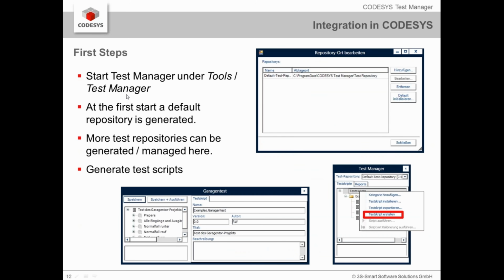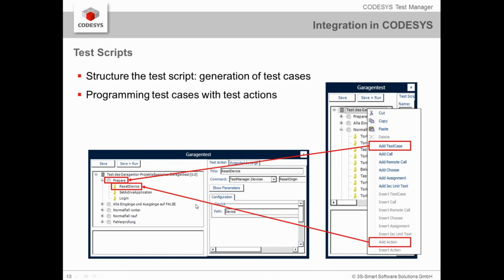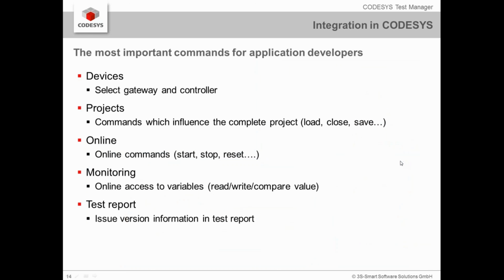Now we've seen the first steps. Start the Test Manager under Tools. Select the default repository, but in fact you do not need to do so because this is already pre-done and prepared for you. Then you can generate your test script by means of that comfortable editor, as we've seen it.